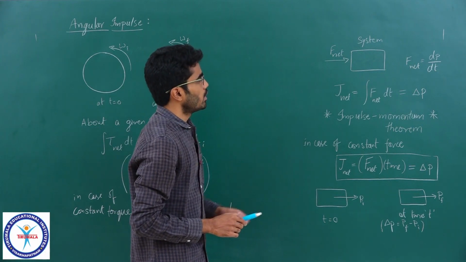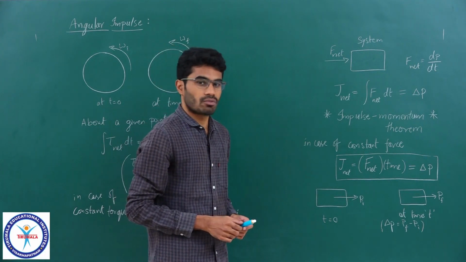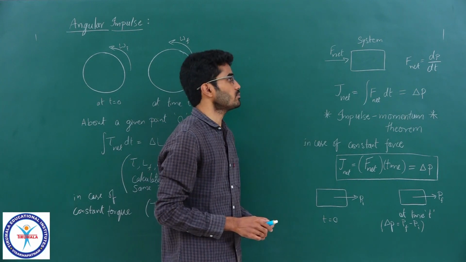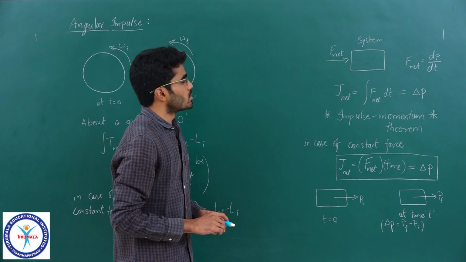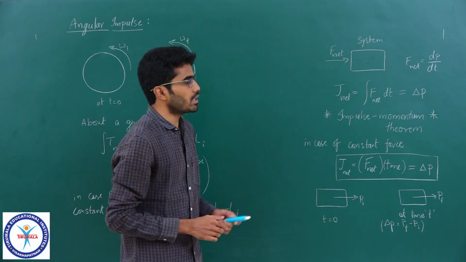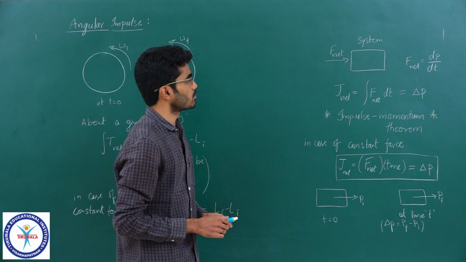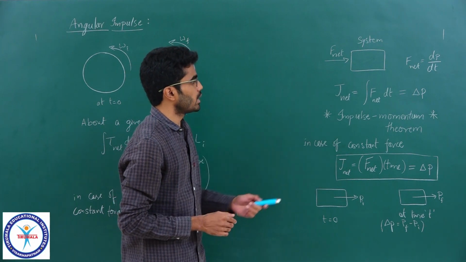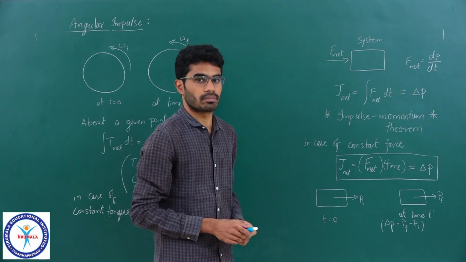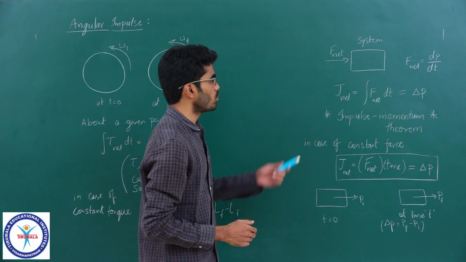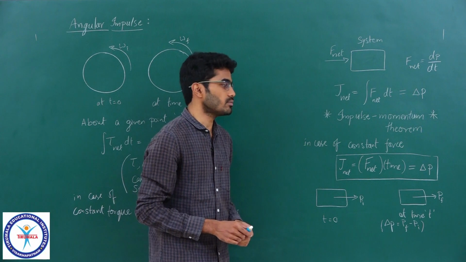Now, the F net can be written as the rate of change of momentum, dP by dt, where P is the momentum of the system. So, the linear impulse acting on this is given by the integral of F dt, and it will be equal to the change in momentum of the system in a given time t. So, we have to integrate this expression.